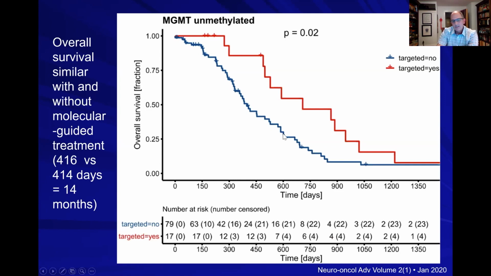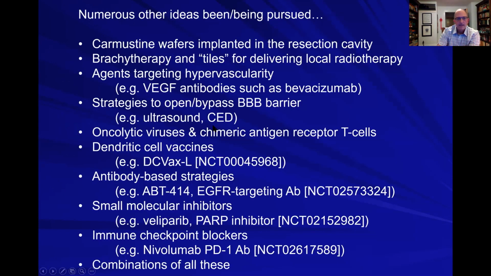But here's a very exciting piece of data from that work. If you just look at the patients who have MGMT unmethylated tumors, so again, those patients will not do as well with temozolomide, but if you gave them a targeted therapy, the red line, in this study, they had what looked like a very promising survival curve. So there's certainly something there, and there's a lot more work that needs to be done on molecularly guided treatments. We're just now getting into that.